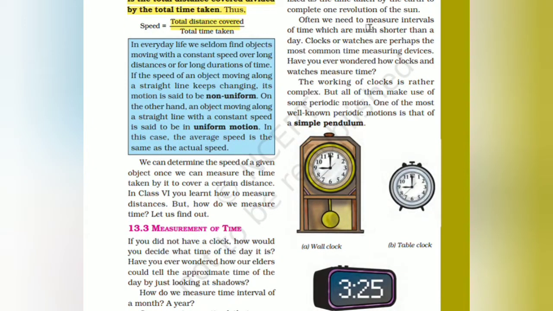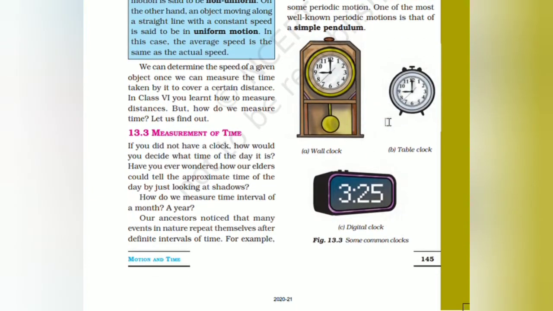Often we need to measure intervals of time which are much shorter than a day. Clocks or watches are perhaps the most common time measuring devices. Have you ever wondered how clocks and watches measure time? The working of a clock is rather complex, but all of them make use of some periodic motion. One of the well-known periodic motions is that of the simple pendulum.